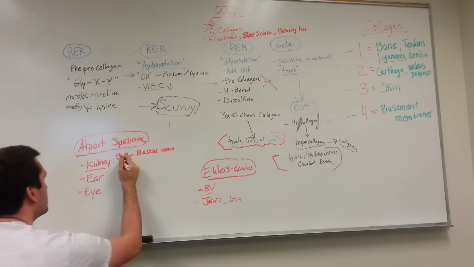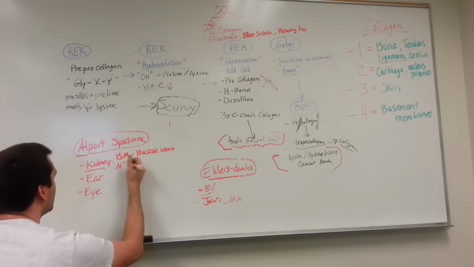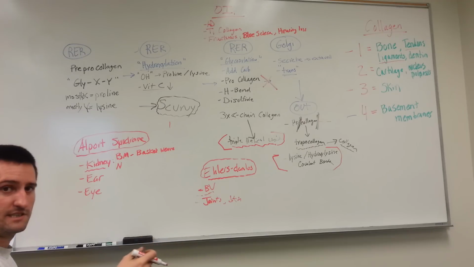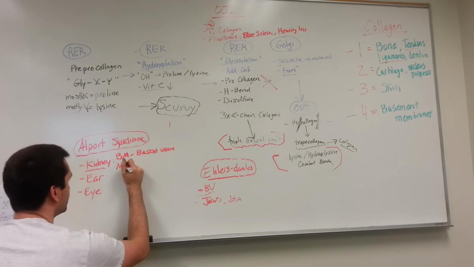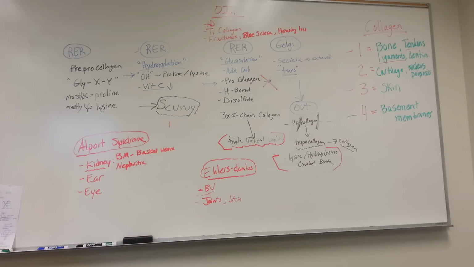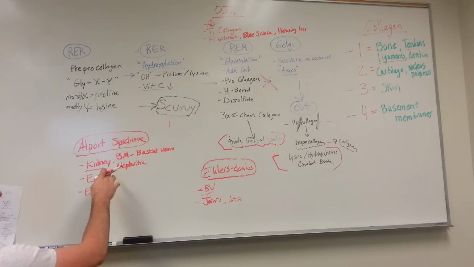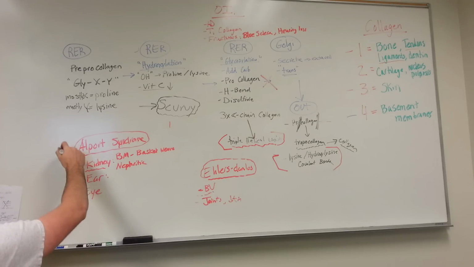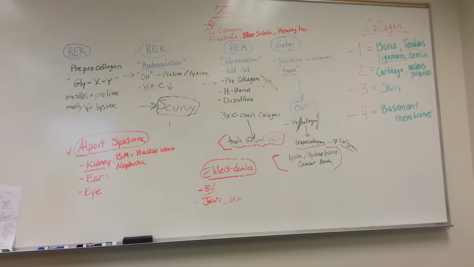You'll also see nephritic syndrome, not nephrotic syndrome, which is a different thing. Nephritic. Struggling with spelling today. Nephritic syndrome. So this is also due to that basement membrane problem. So if you think type 4 collagen, first thing that should come to mind is Alport syndrome, your kidney.